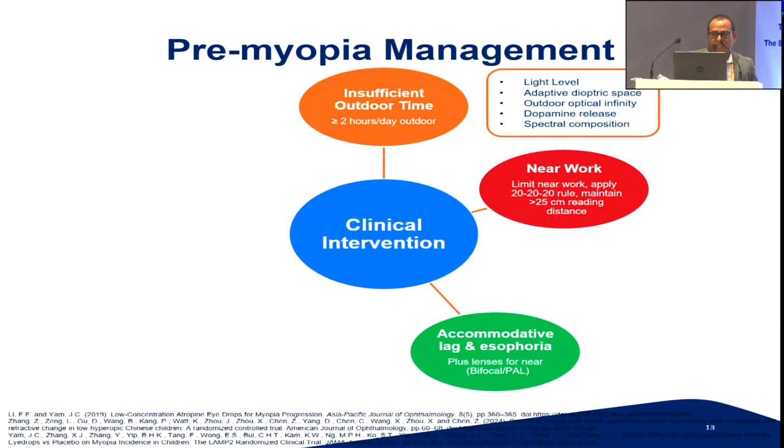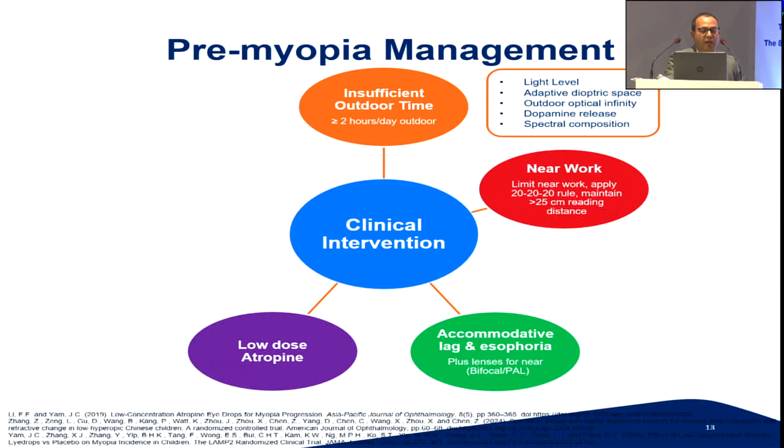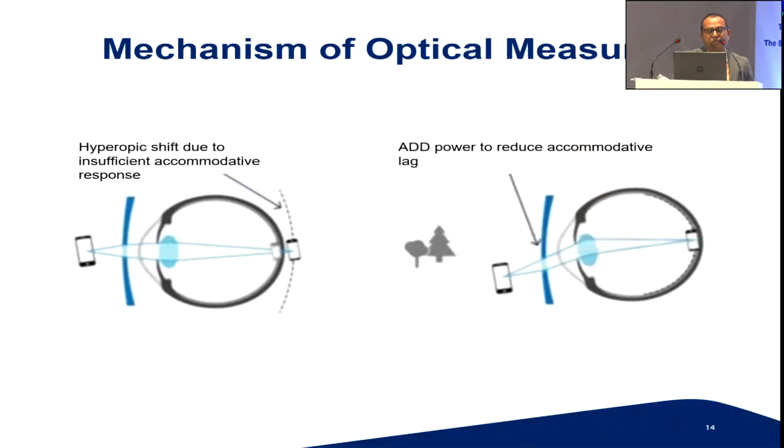If a pre-myope is associated with accommodative lag and esophoria, we always go for bifocal and executive lenses. They are quite good in pre-myopes, and already Jason has covered low dose atropine for the pre-myopes, and spectacle lenses are also available now to treat pre-myopes. But at this point in time, outdoor time is one of the best things we can do for the kids who are pre-myopes.